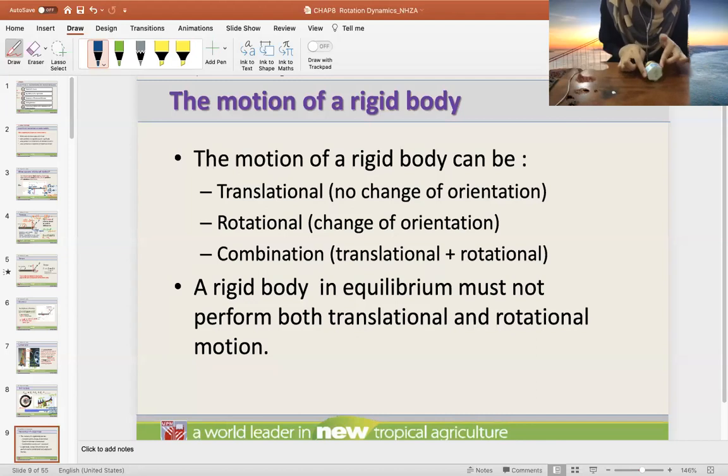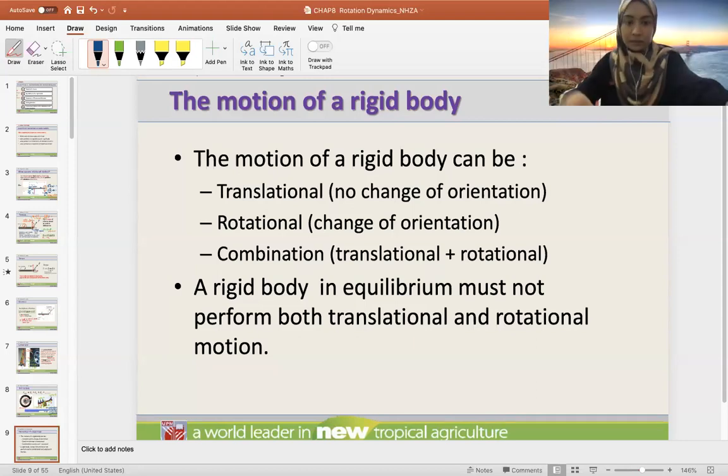Rotational, setempat tapi berputar. And then you have combination, translational and rotational. So dia sambil berputar, sambil bergerak ke depan. Like your tires, macam kereta punya tayar. Okay. So itu perbezaan antara translational dengan rotational.